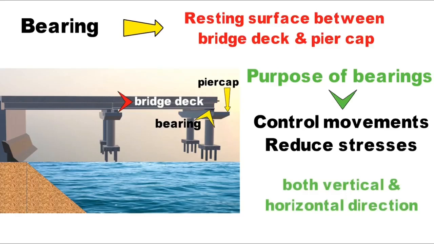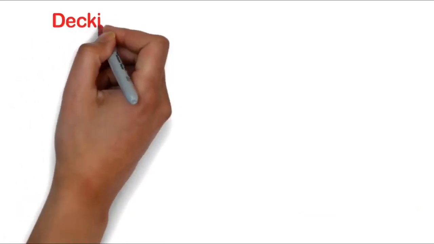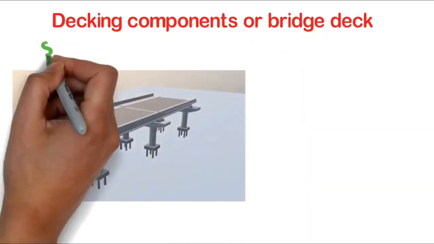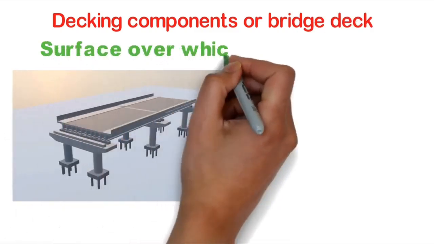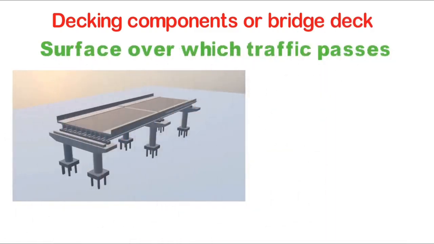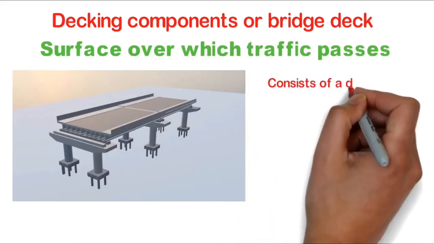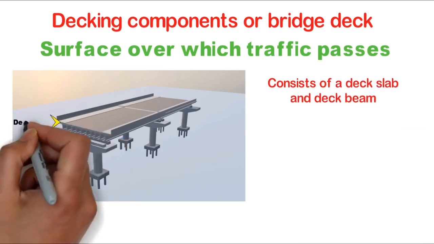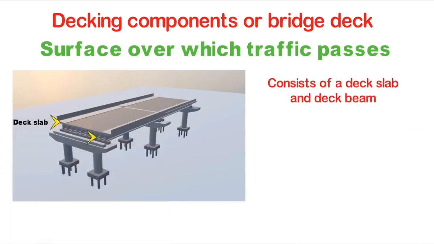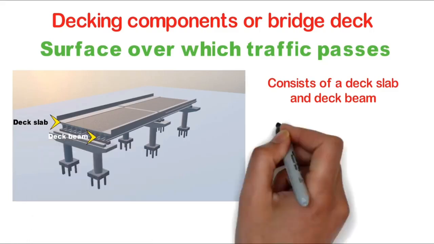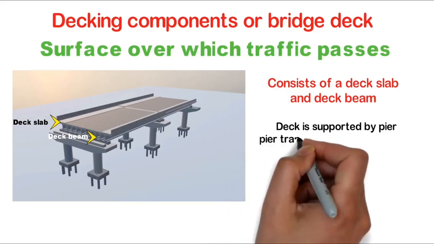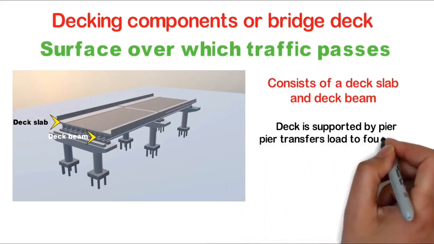And next are the decking components or bridge deck. This is the bridge deck. This is the surface over which the traffic passes or moves. They are called the deck. They consist of a deck slab, that is the surface over which the traffic passes. This is the deck slab, and below that it will be supported by a deck beam. And the deck beam is supported by the pier, and the pier transfers the load to the foundation.